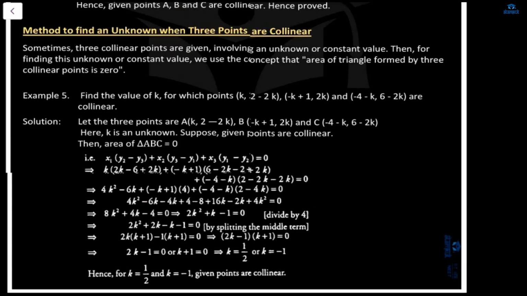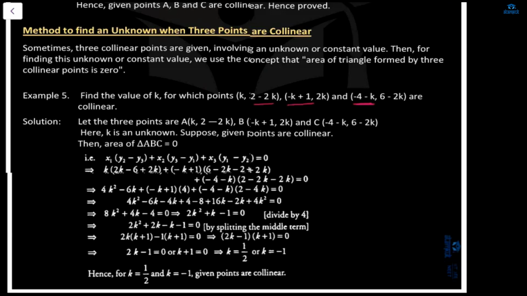Method to find an unknown when 3 points are collinear. Now, how can we find an unknown when 3 points are given? Since it is already written that the points are collinear, we know that the area of the triangle will be equal to 0. So let's check. Find the value of k for which the points (k, 2 − 2k), (−k + 1, 2k) and (−4 − k, 6 − 2k) are collinear. It is an equation format. All these are in equation form, with one variable only.